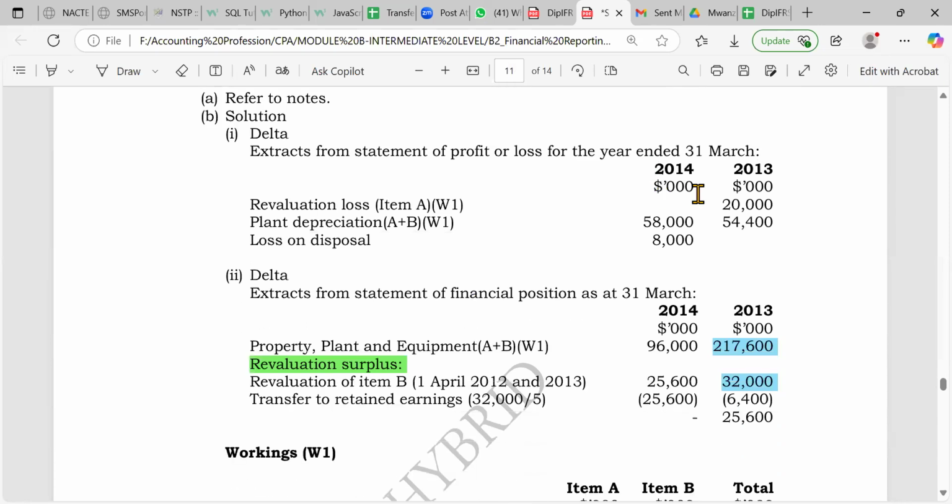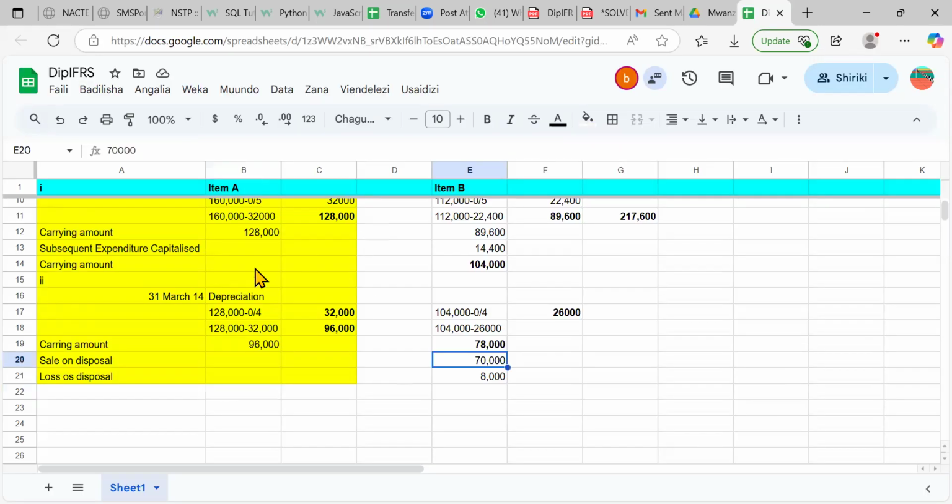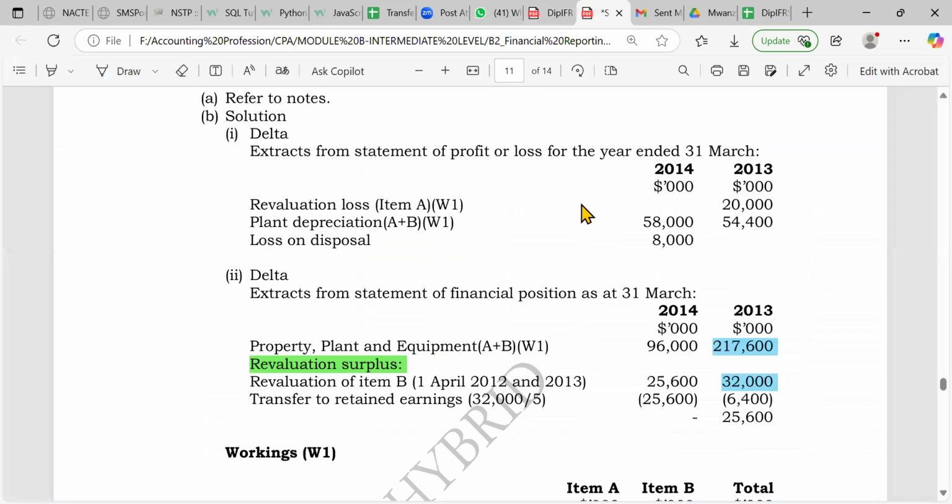For 2014, this is what we're going to do, right? First of all, as usual, we have the depreciation that is obvious for both items, right? You had computed them both, 32 here and here 26. If you add them, 32 and 26, you have 58. That's fine. Loss on disposal. Whenever you get the gain or loss on disposal, it also goes to profit or loss, right? So this was the loss on disposal. So it's 8,000 here. You're done with it.